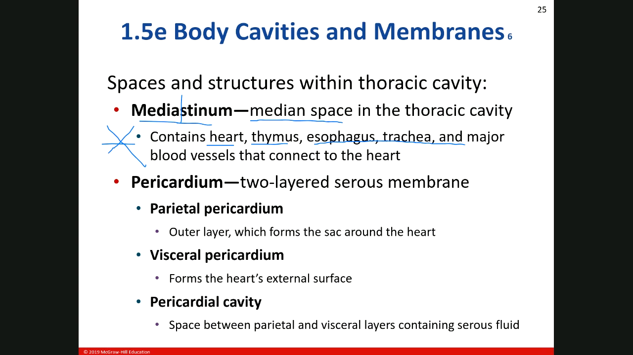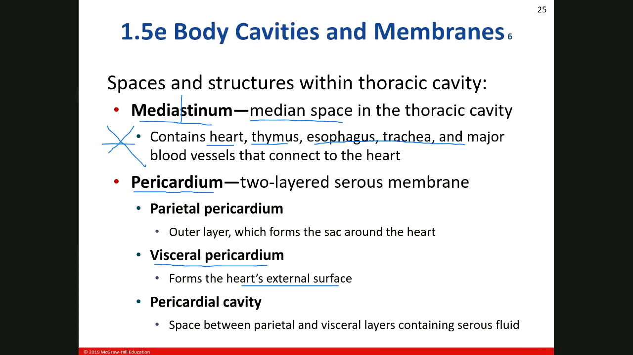Now, also in the thoracic cavity, kind of in the middle but a little bit off to the left, where your heart lives, is what we call the pericardium. That is the serous membrane that surrounds the heart, and it's made up of two layers. I'll always start with the visceral one because that's the easier one. The visceral pericardium is the layer that covers the external surface of the heart, and it's actually considered the heart's external surface.